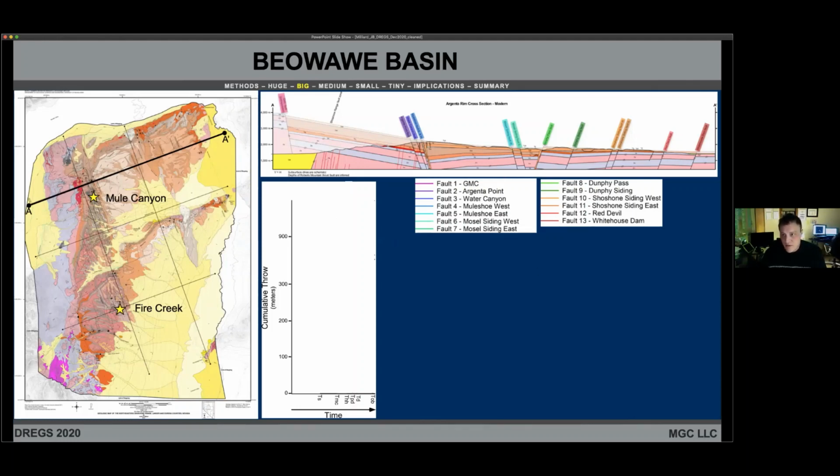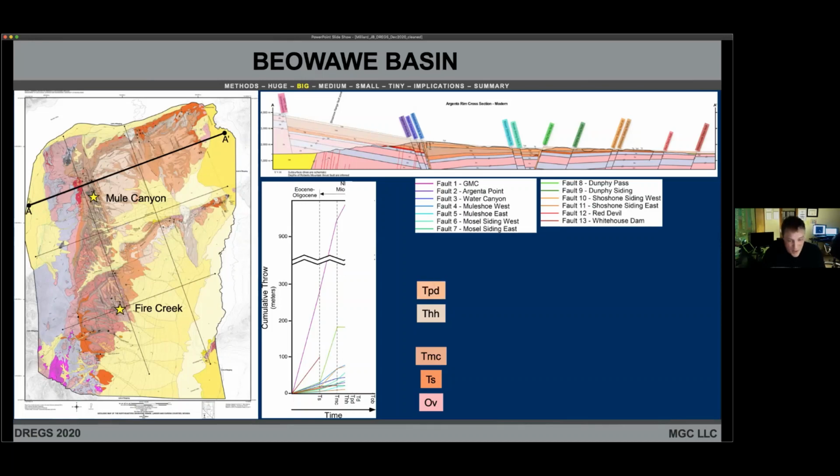So those 13 faults going across the basin are going to be represented on this diagram here in the bottom left. Time is on the x-axis, going from oldest to youngest, left to right, then cumulative throw on the y-axis. It's simplistic looking at it, but powerful in what that data is telling you as far as the basin development. What you're seeing is very few faults are really accommodating the majority of subsidence of this basin. And which faults matter a lot to where you're going to form a deposit.